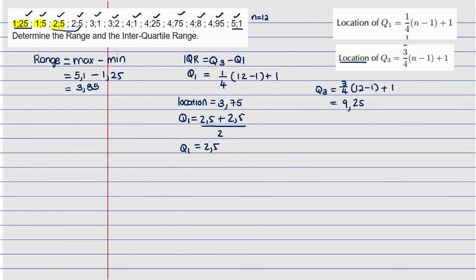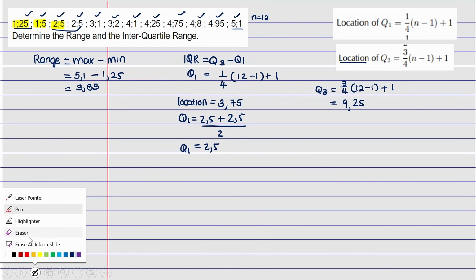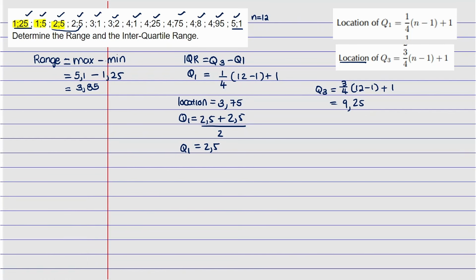So it's going to be in between 10 and 9, right? Because of this 2.5. And the reason why here it's between 3 and 4 is because of this 7.5. This decimal part needs us to take 2 numbers, right? I hope that makes sense. So now we're finding Q3. So it's going to be the following.